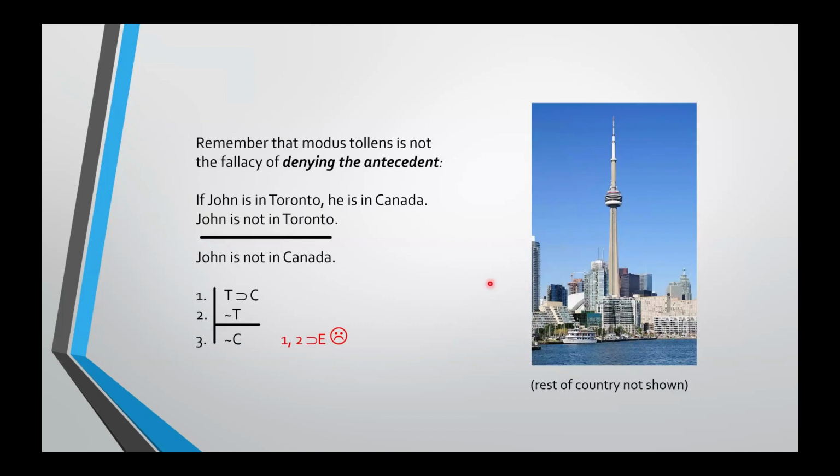Bear in mind, we talked about this way back in an earlier video about the fallacy of denying the antecedent. Don't confuse modus tollens with denying the antecedent. So it's the negation of the consequent. From the negation of the consequent, you can infer the negation of the antecedent. From the conditional and the negation of the antecedent, you still can't infer anything at all. Modus tollens corresponds to arguments like: if John is in Toronto, he's in Canada. John is not in Canada, therefore he's not in Toronto. And that's something that's obviously valid.